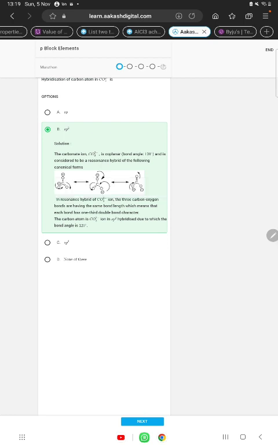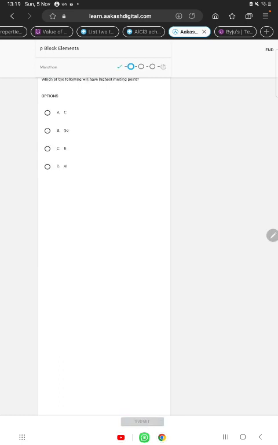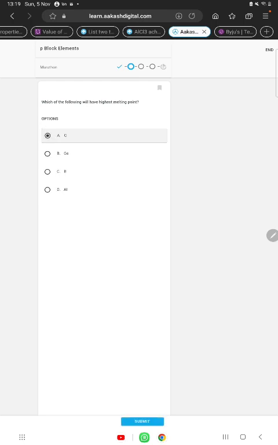See, in carbonate ion, CO3, it is coplanar, 120 degree. Which of the following has highest melting point? Down the group, melting point decreases. So carbon can have more melting point. Boron is, student, the answer.